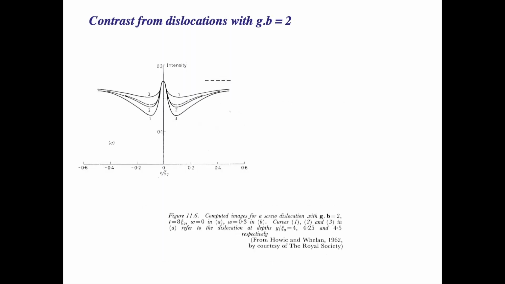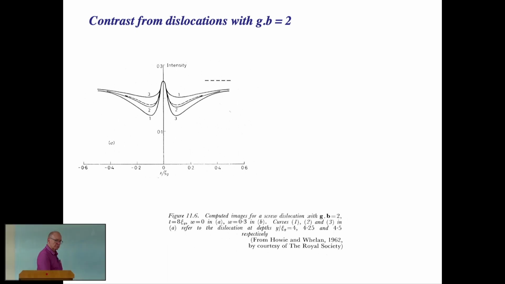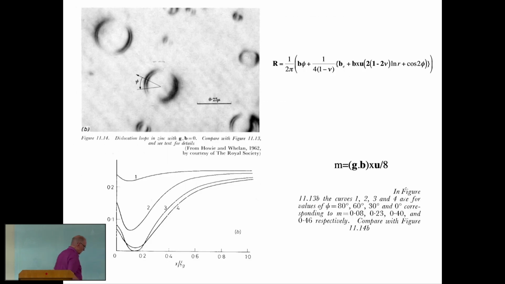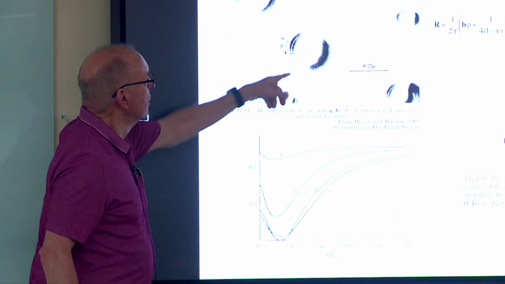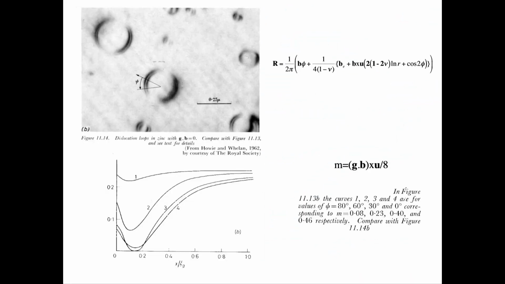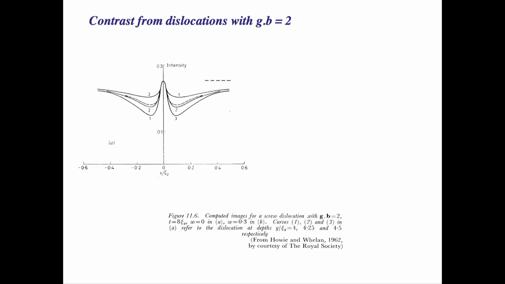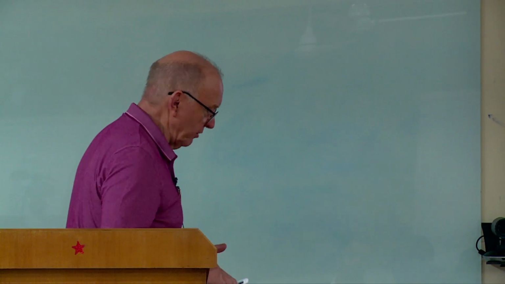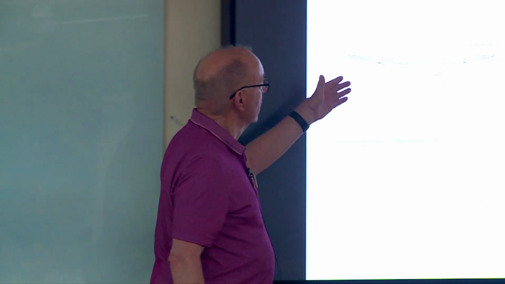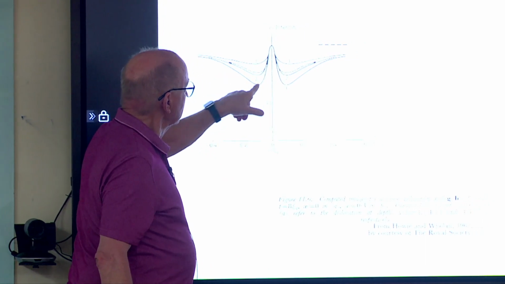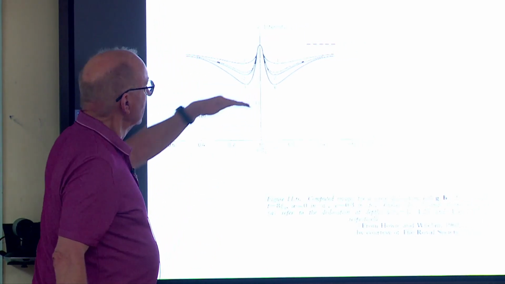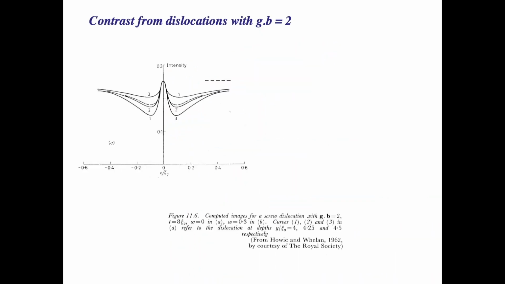Okay. How about contrast from dislocations with G dot B is 2? Let me just remind you that clearly we have a double image here, double image here. And that's because that's where the G dot B cross U contrast is non-zero. But for the rest of the loop, G dot B is 0. This is G dot B is 2. And on either side of the 0 here, as we go away from the center part of the defect, we end up with these 2 dark images here. Here's the background. So we've got 2 images there.